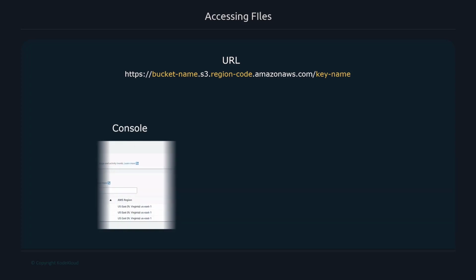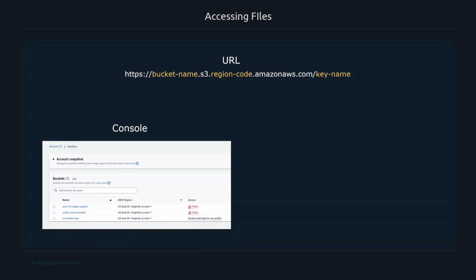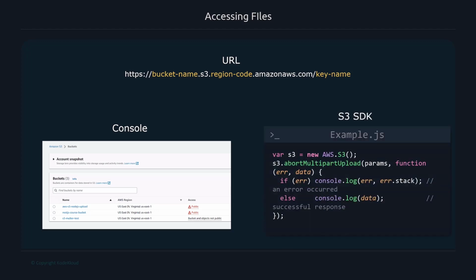The second one is you can always use the console. So you can go in, you can upload files, you can download files. And then lastly, we could do it programmatically through code. So you can use the S3 SDK to manipulate files, add new files, new folders, and things like that.